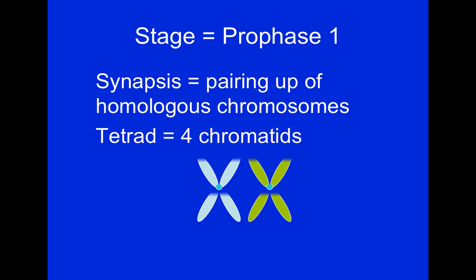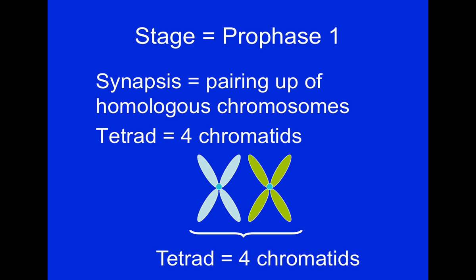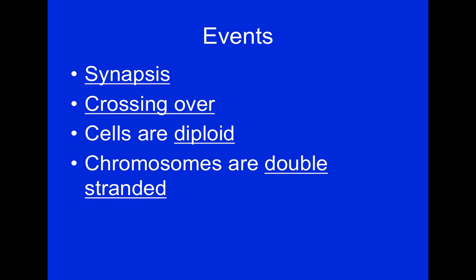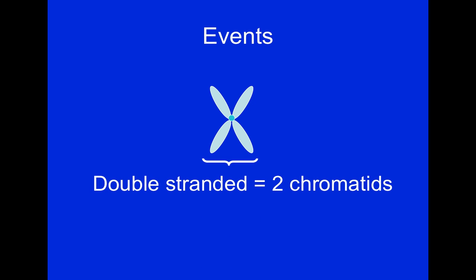So in terms of the events in the stage, this is a tetrad. So we've got 4 chromatids, and so we have a tetrad. In terms of the events, okay, the first event is, of course, synapsis, and we also get crossing over. In this stage, the cells are diploid, and the chromosomes are double-stranded. So what does it mean that they are double-stranded? Well, when we have a chromosome that looks like this, that is what is referred to as a double-stranded chromosome. In other words, it has 2 chromatids.